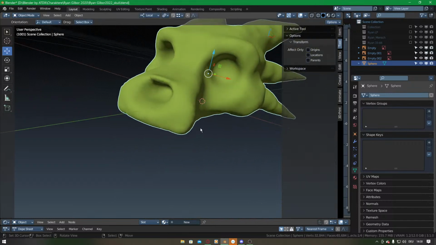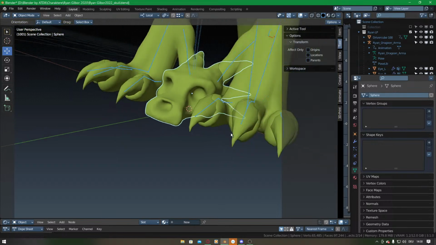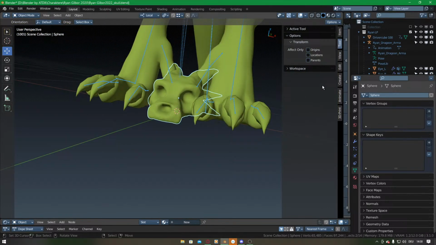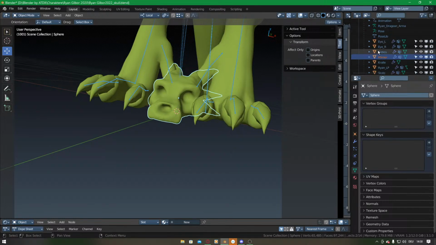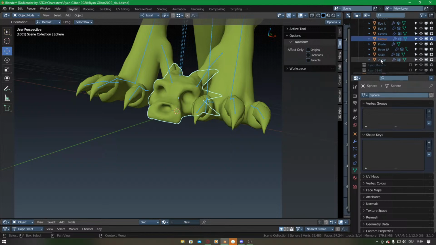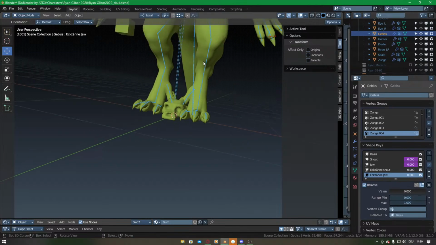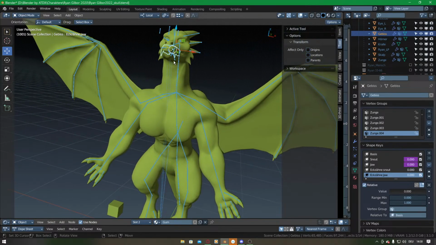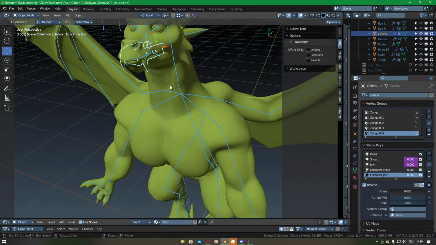So let's see. I could just copy and paste the teeth he already has. Whoa. The head between the feet. Hold on. Tongue, hair, Gebiss. So I'm duplicating it.